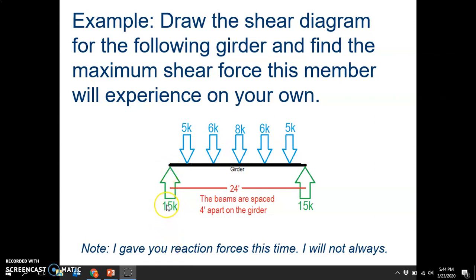So 15 kips going up, then I'm going to go over in a horizontal line, and then at 4 feet, I'm going to go down 5. 4 feet later, I'll go down 6. 4 feet later, I'll go down 8. 4 feet later, I'll go down 6. 4 feet later, I'll go down 5. And then at the end, I will go up 15. So let's see what that looks like.